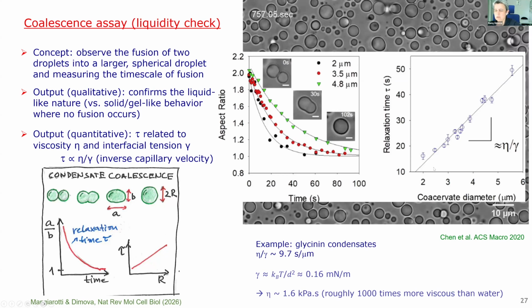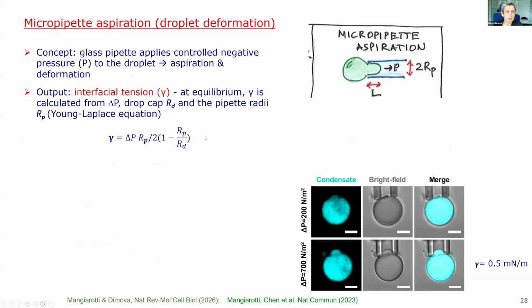This relaxation time is plotted for different pairs of coacervates with different diameters, and the slope gives you the so-called inverse capillary velocity, which is the ratio of the viscosity and the interfacial tension. If you have a way to measure the interfacial tension, then you can get the viscosity, which for this particular case is roughly 1,000 times more than the viscosity of water.